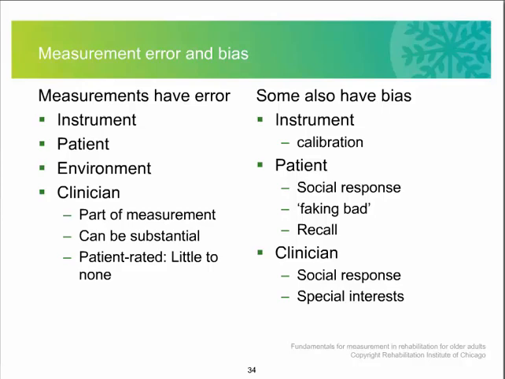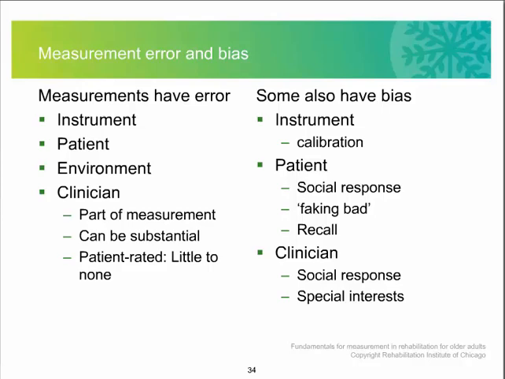All patients will contribute error through normal fluctuations of the construct of interest. Body weight, for example, will vary from hour to hour and day to day. Walking speed may vary with level of fatigue, motivation, and other factors from time to time. The environment may also contribute error to measurement. Noise may distract the patient or the clinician. Poor lighting may make reading a scale difficult.